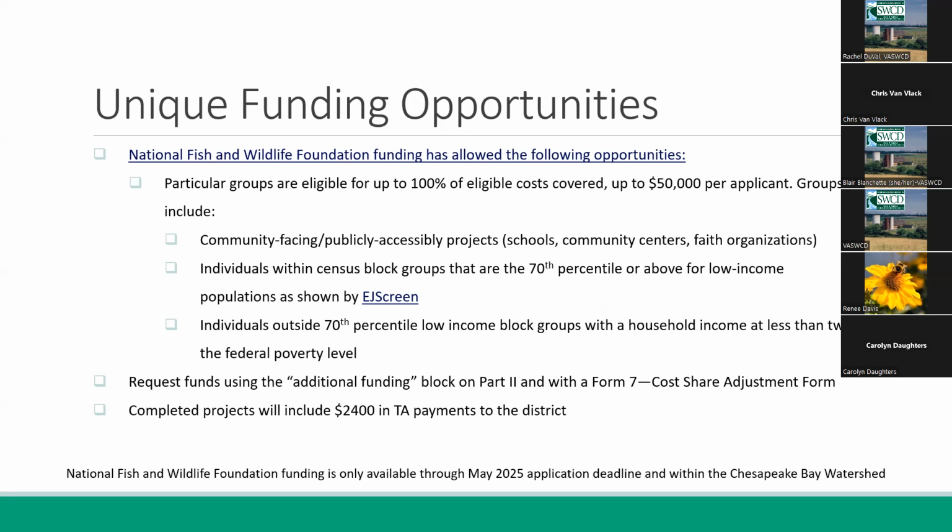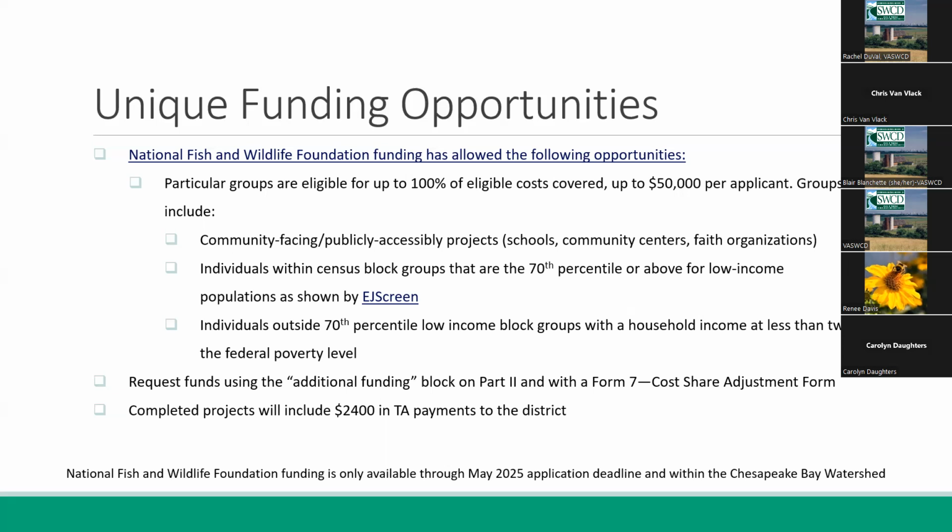And then for individuals outside of that 70th percentile low income block group, if they can demonstrate that their household income is less than twice the federal poverty level, they also qualify for this 100% of eligible costs covered. And that household income, there's a chart that is included in the document I've linked here.